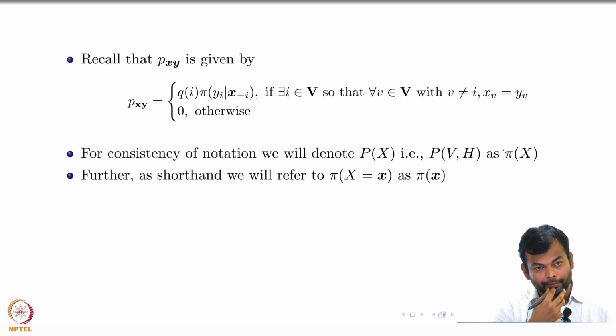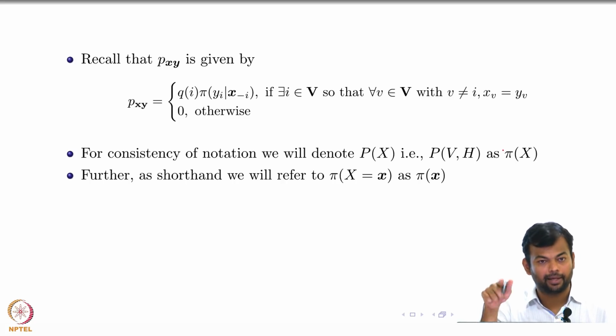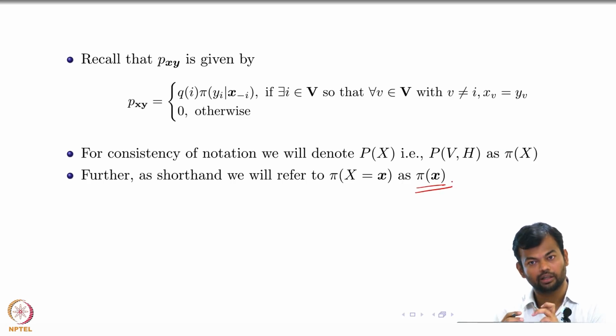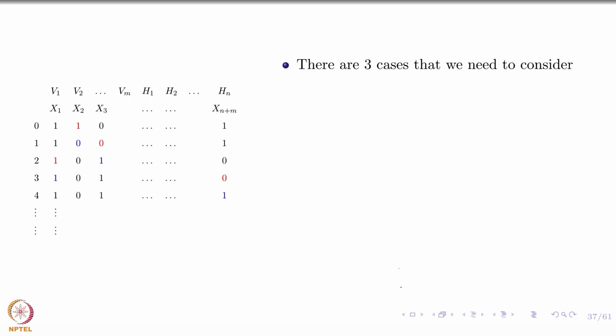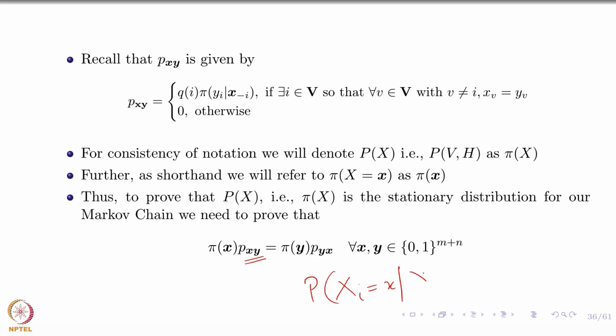And for shorthand, instead of saying probability of capital X taking on the value small x, I'll just call it pi of x. So when I say pi of a small letter, it means that the capital letter is taking on the small letter value. Is that fine? I'm just going to refer to that as shorthand. And similarly, when I say xy, it actually means transitioning from x to y. Is that okay? So you know what pi is and you know what p is.